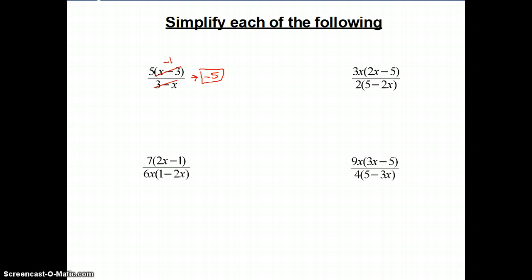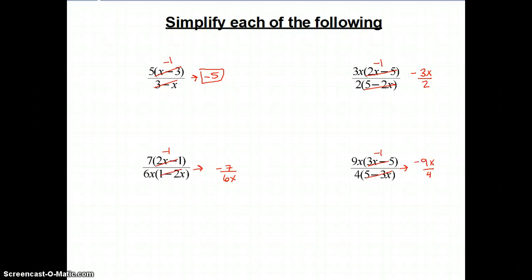To the right, I have a positive 2x and a negative 5, but in that second factor in the denominator, I have a positive 5 and a negative 2x. Exactly the same, except all the signs have been switched. Because of that, I may cancel out these two factors, and they become a negative 1. So 3x times negative 1 is negative 3x, and the denominator has a 2. Go ahead and pause the video and try the next two on your own.